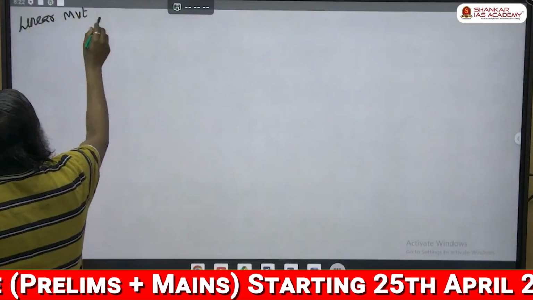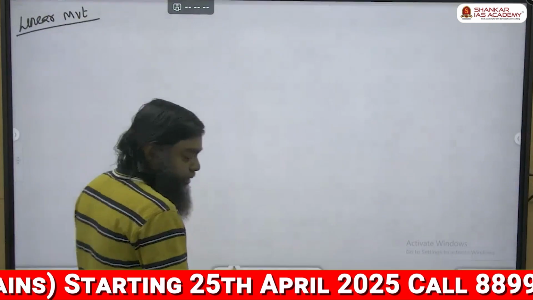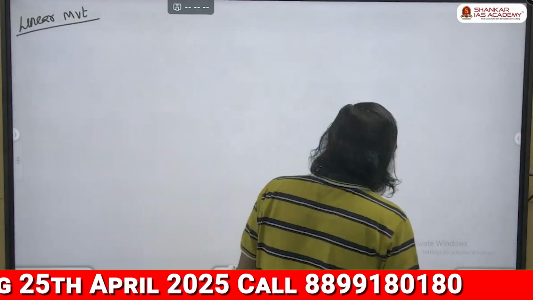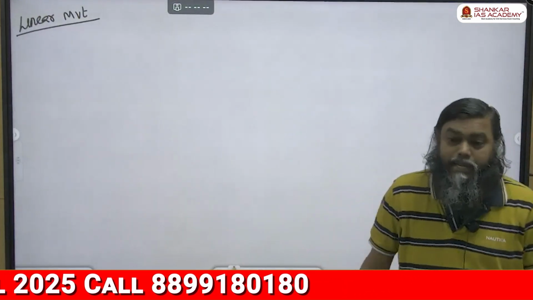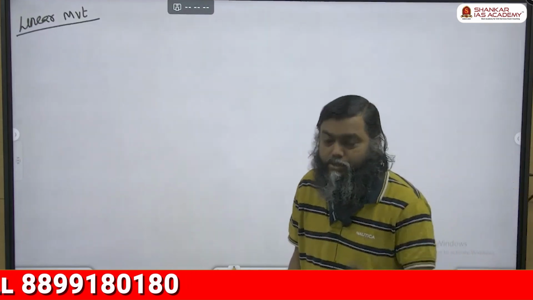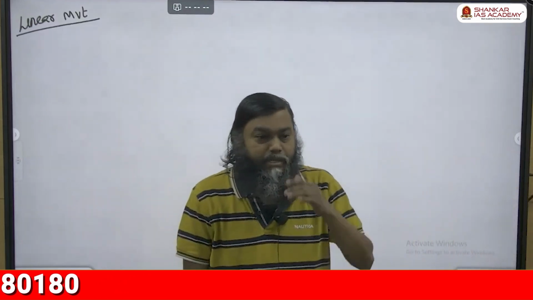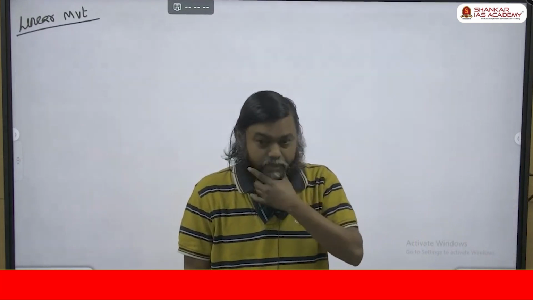Linear movement. What is linear? A straight line is an example for linear. I told you in seating arrangement. What is linear arrangement? If you know the starting point and ending point, then that is said to be linear. Do you remember or not?